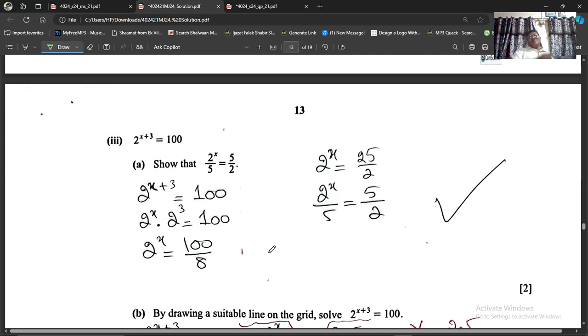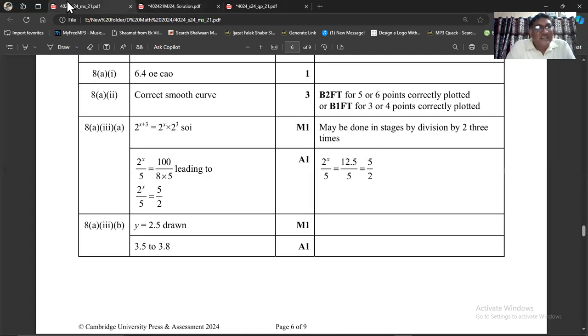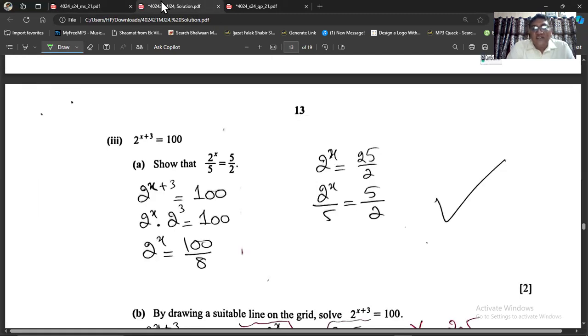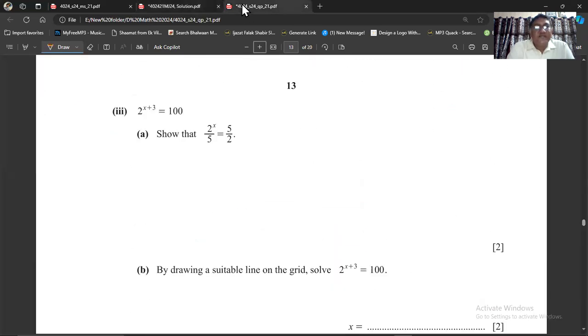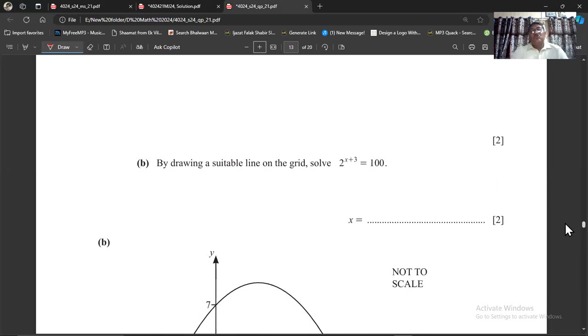This is how you show it. I hope you understand this. Be very smart and be very quick. Okay, so this is how this is done. I hope you understand. Okay, then we go to the next part, and there they say, by drawing a suitable line on the grid, solve 2 raised to power x plus 3 equals 100.